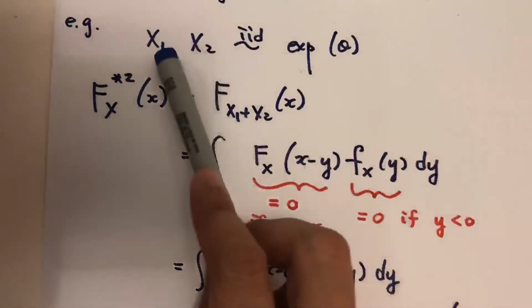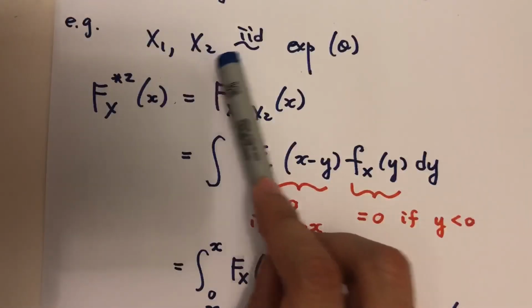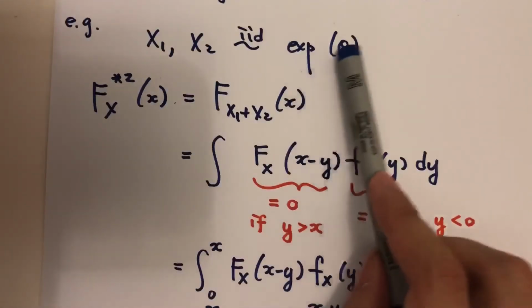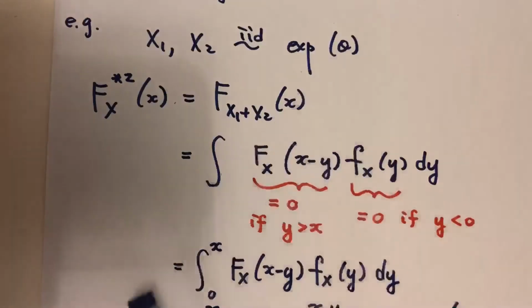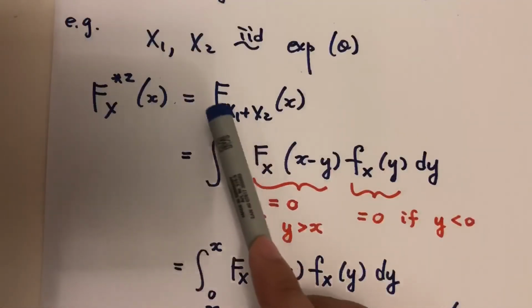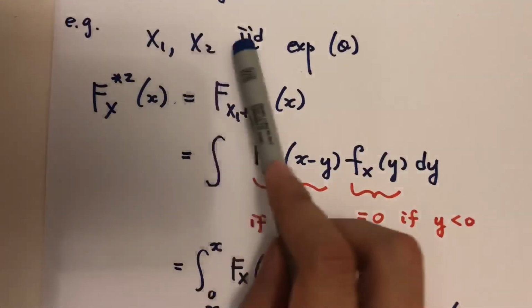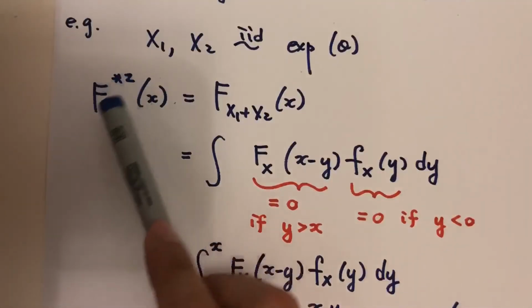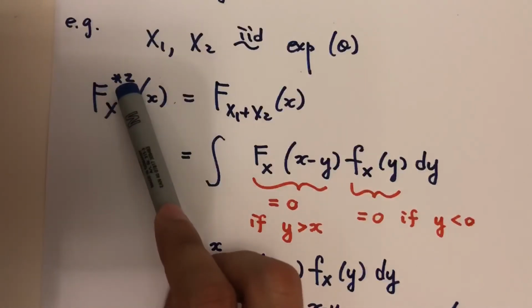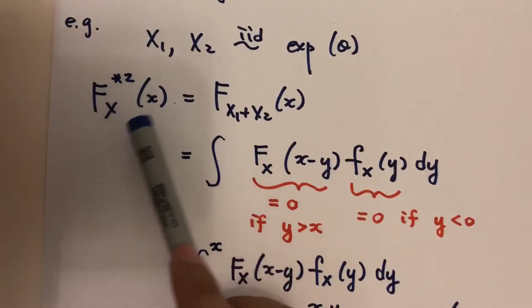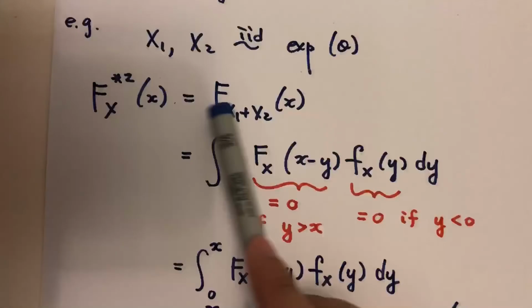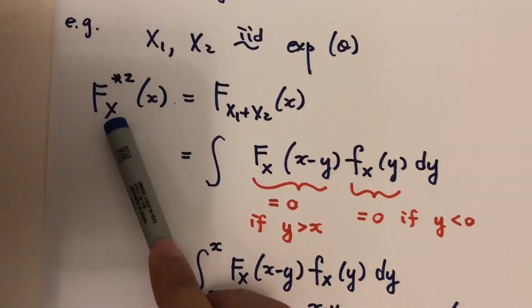Suppose we have two IID variables following exponential with mean theta. So we want to find out the CDF of the sum, X1 plus X2. Now if they are IID, we use this symbol, F_X and then star 2. Star 2 means that we are adding up two IID copies of the variable.